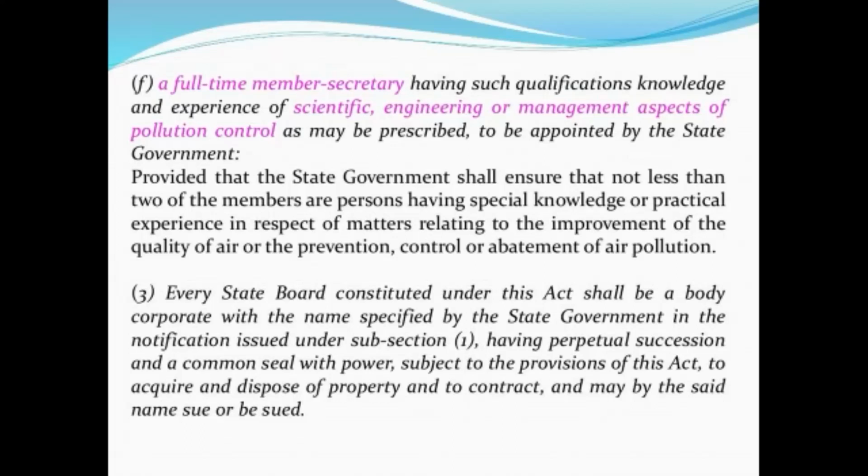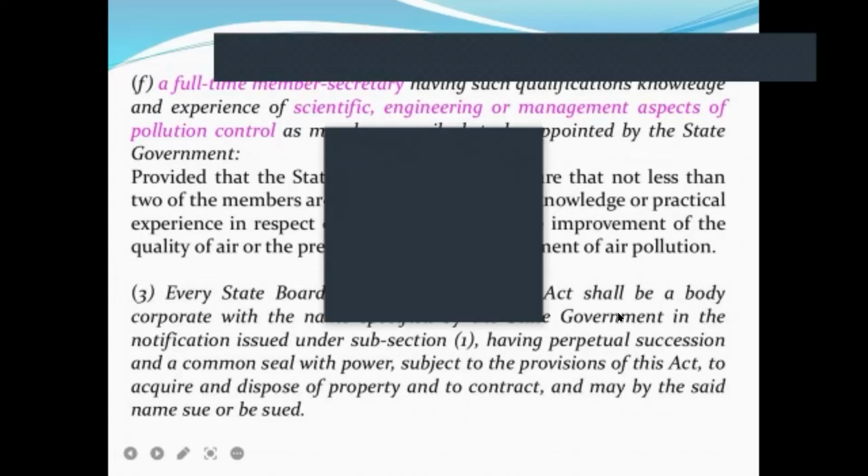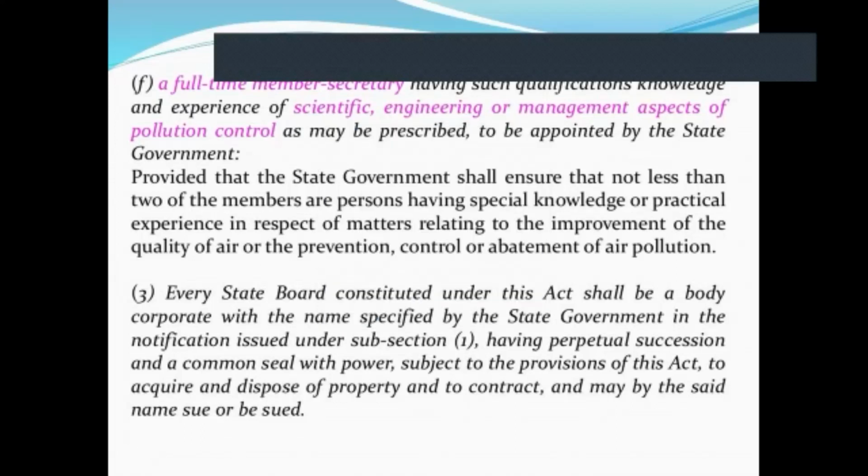Every state board constituted under this act shall be a body corporate with the name specified by the state government in the notification issued under subsection 1, having perpetual succession and a common seal with power, subject to the provisions of this act, to acquire and dispose of property and to contract and may by the said name sue or be sued.